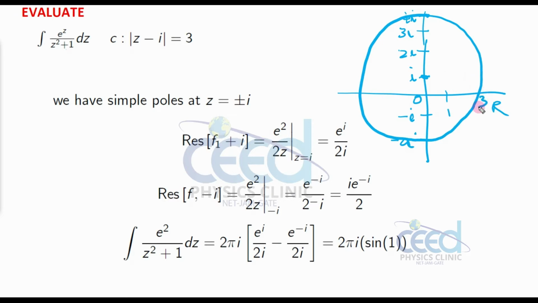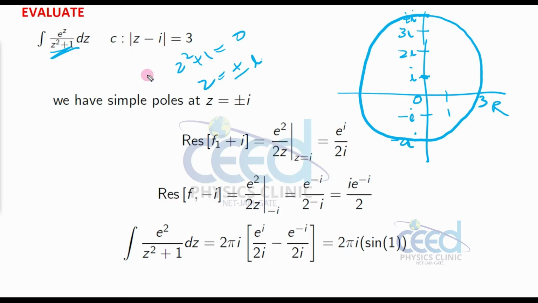Now the poles are where z square plus 1 is equal to 0. So z is equal to plus or minus i. So our poles are plus i and minus i. From the figure itself, it is clear that both i and minus i are inside this contour. So we have to calculate the residue at z is equal to i and z is equal to minus i.